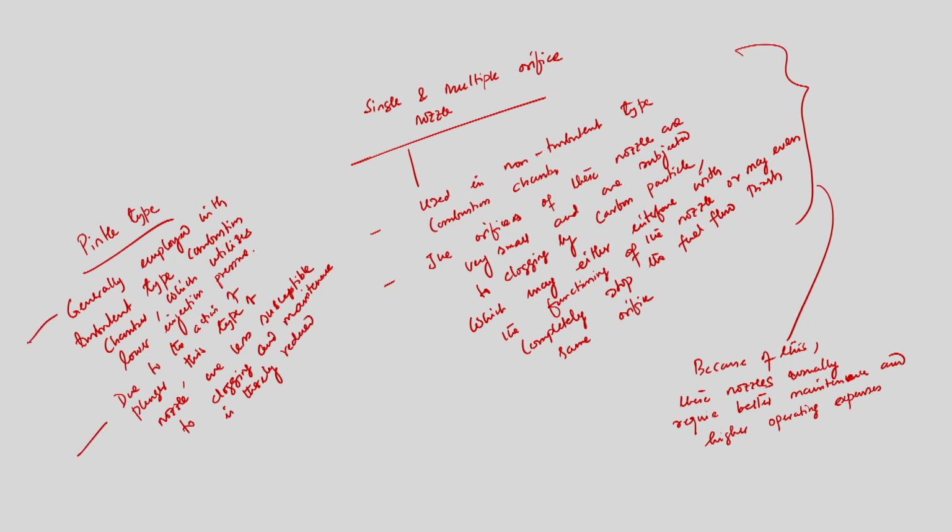So, this type of nozzle is very important, with that small pintle. Since the movement of the plunger is there, by controlling the movement of the plunger, you can control the fuel flow. Even though there may be a deposition of carbon, clogging by carbon particles, the movement of the plunger itself will clear the carbon deposition, and that is why these are less susceptible to clogging and thereby maintenance is reduced.